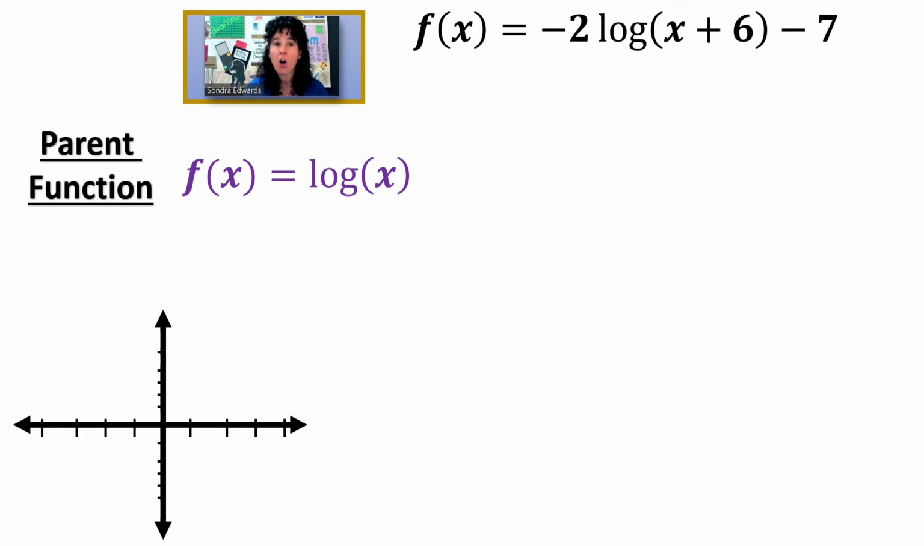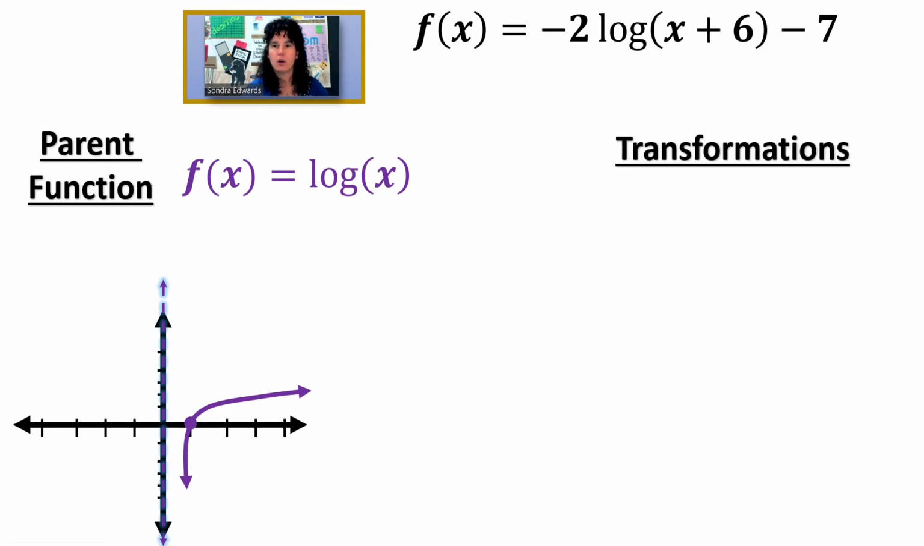So what do all basic log functions look like? Okay, they have that vertical asymptote, that's the y-axis. They go through the coordinate (1, 0) because the log of 1, no matter what the base is, equals 0. And then they move to the right, up, up, up very slowly, and then they draw closer and closer to the y-axis. Okay, we've got our basic shape.